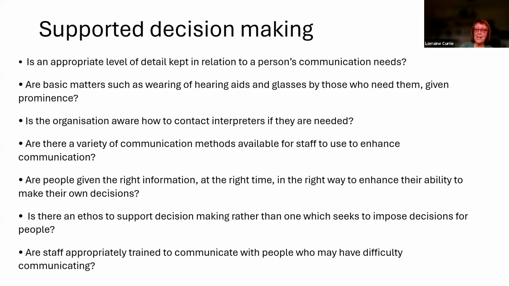Are there a variety of communication methods available for staff to use to enhance communication? Are people given the right information at the right time in the right way to enhance their ability to make their own decisions? So again, from a policy level, something about communication, supported decision making, communication aids, other types of support, such as speech and language therapists or interpreters.